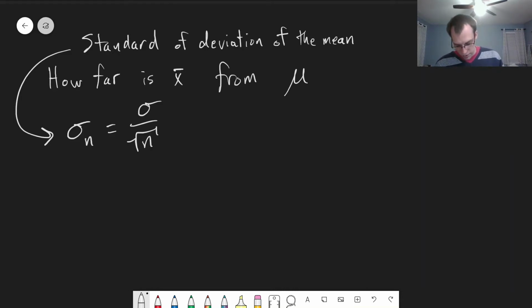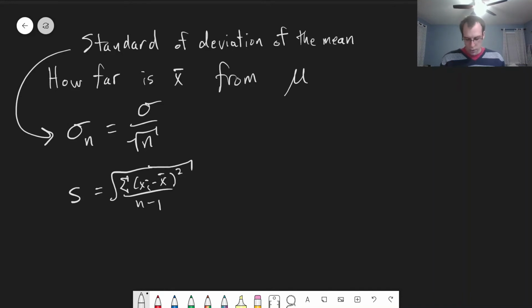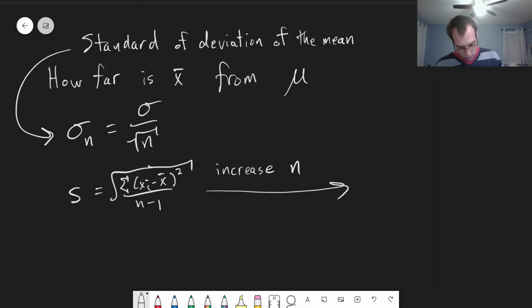So a regular standard deviation, or S, is this formula here with the square roots and the sums: the square root of the sum of xi minus x bar squared, divided by n minus 1. As we increase the number of measurements, so as we increase n, this number will approach sigma, which is the population standard deviation. Right, so this value will ideally get smaller and then approach a single value, and as you add more measurements, this number won't change. It's just going to be a constant.